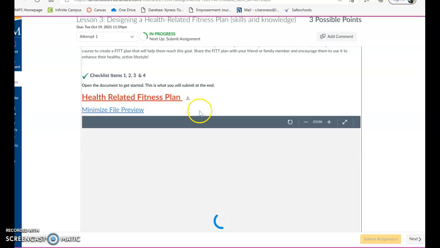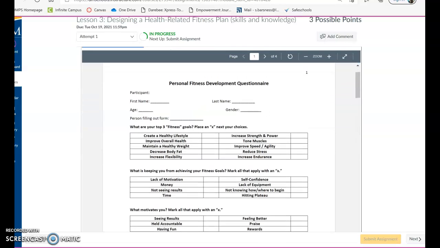And then I'm going to open this just to show you what it looks like. So here's your personal fitness development questionnaire. These are the questions that you're going to ask your friend or family member. At the top, this is going to be your participant's name. So their first name, last name, age, gender. That is the person that you are interviewing.